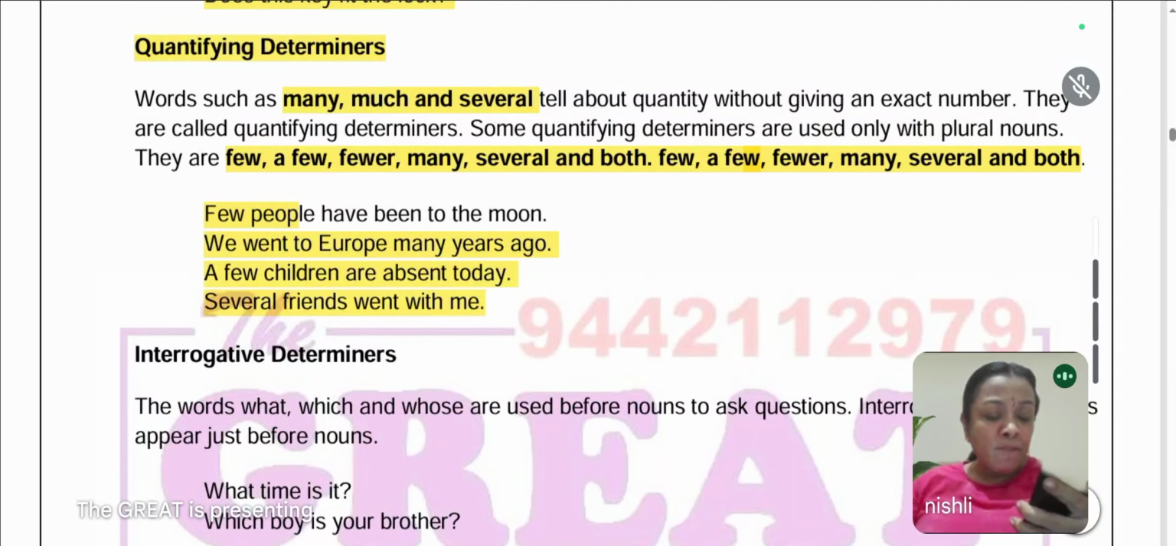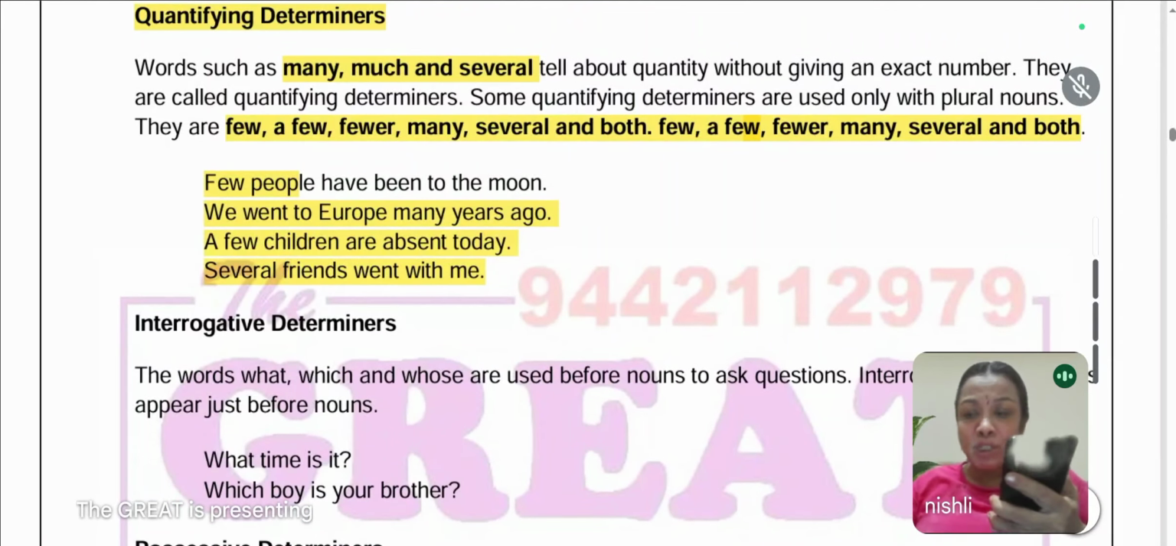Next, we went to Europe many years ago. So we are telling how many years ago we went. That is the quantity, like many, much. I like it very much. Several is like a certain amount.